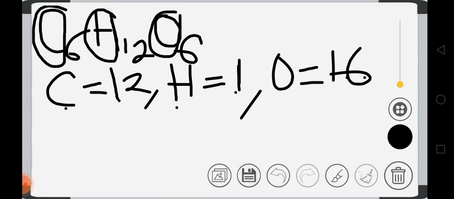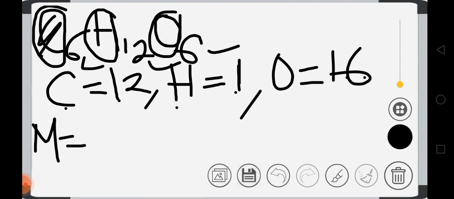The 6, 12, and 6 will still be there. We are not going to touch it. Look at what I'm going to say. The molar mass now will be, look at it. This C here, we'll replace it with 12. So we're going to have 12. Then the 6 will still remain.